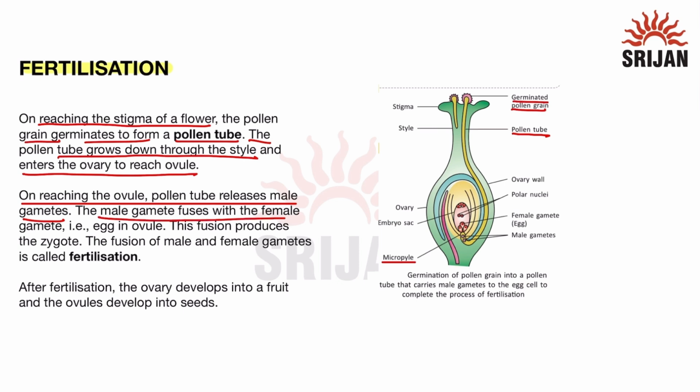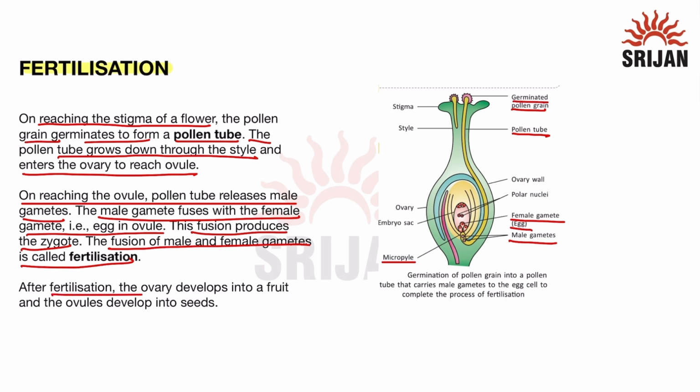Now, the male gamete fuses with the female gamete, that is the egg in the ovule. So this pollen tube is carrying two male gametes, and these will fuse with the female gamete or egg which is present in the same ovule. The fusion produces the zygote. So when the male gamete fuses with the female gamete, they produce a diploid zygote. The fusion of male and female gametes is called fertilization.